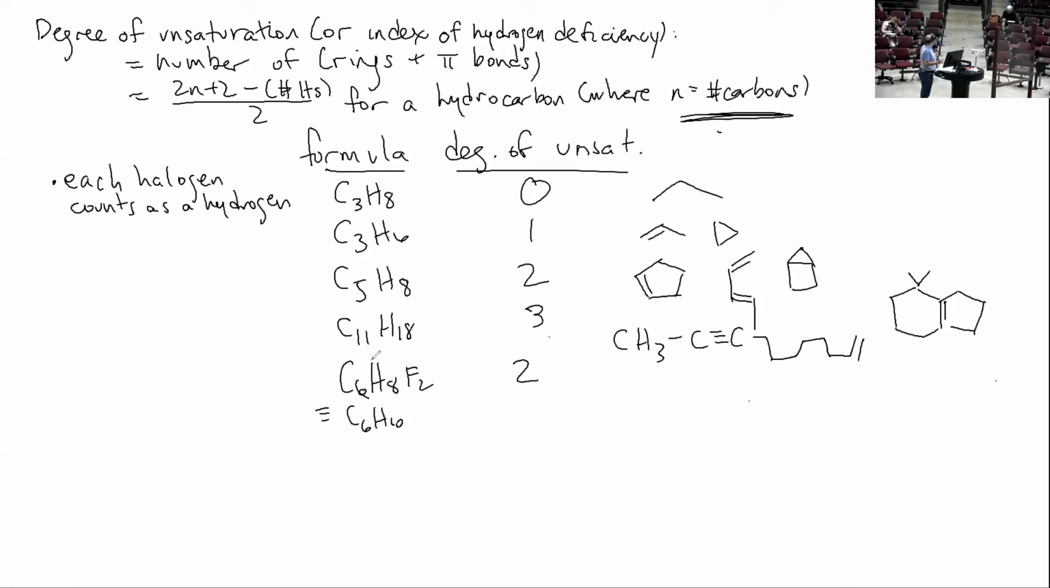So halogens are pretty easy to deal with. They just replace hydrogens. And yes, you can use that formula that's in the book.